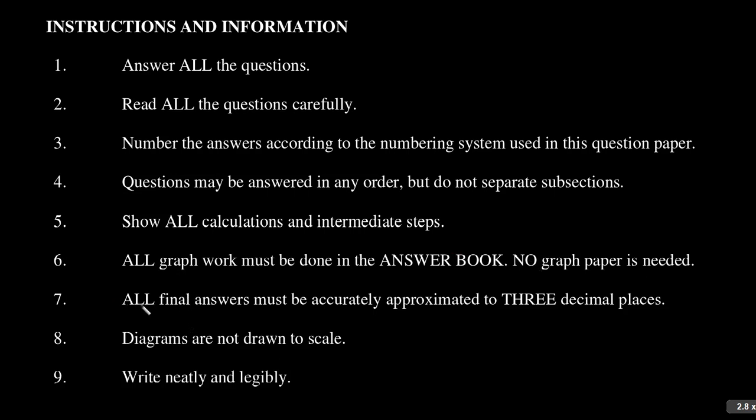Number 7 says all final answers must be accurately approximated to 3 decimal places. So if they don't specify how many decimal places you need to leave your answer, remember to leave your answer in 3 decimal places. Number 8 says diagrams are not drawn to scale, so don't use your ruler to measure the diagrams. And the last one, which is also important because you can lose marks, says write neatly and legibly. Please make sure that your writing is neat, otherwise they will penalize you.